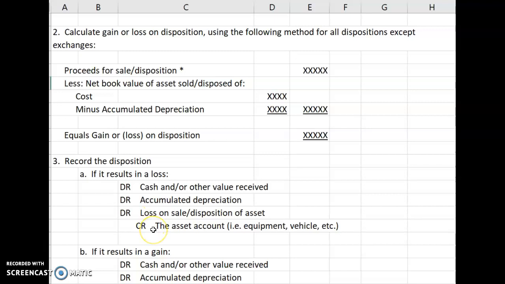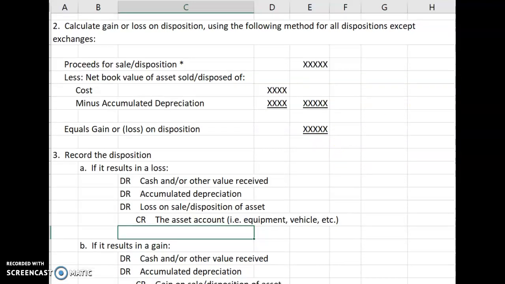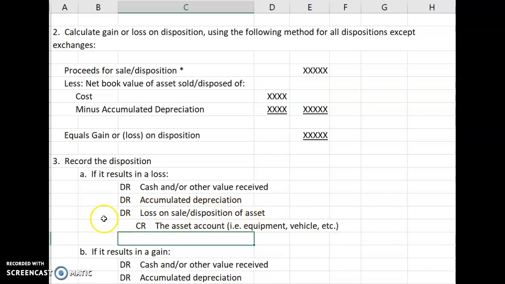And then credit the actual asset account itself, because like I said, you want to get it completely off the books. So you would credit the equipment account, or credit the vehicles account, or credit the trucks account, or credit the office furniture account, whatever account this specific asset is originally recorded into. That's if it's recorded as a loss. If the asset is sold at a gain, it's basically the same journal entry, except instead of debiting a loss on sale of asset, you're going to credit a gain on sale of asset.